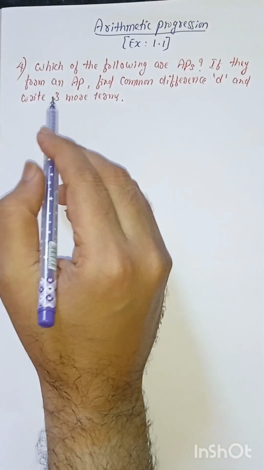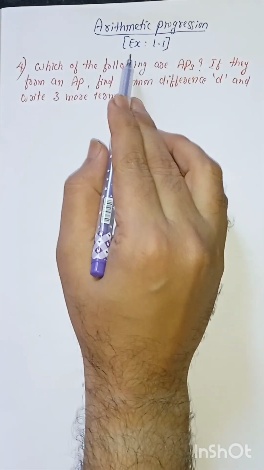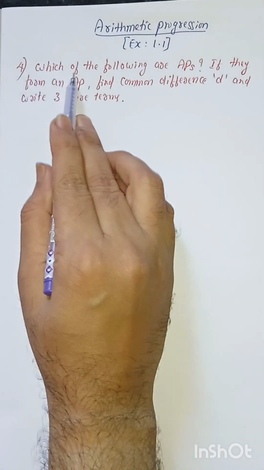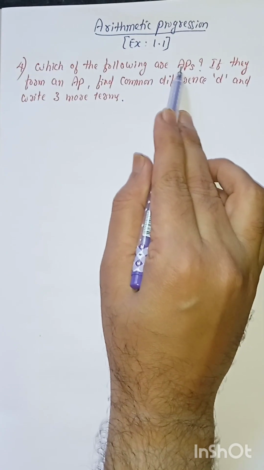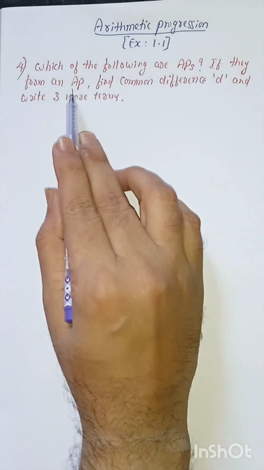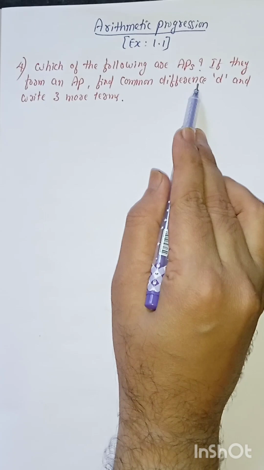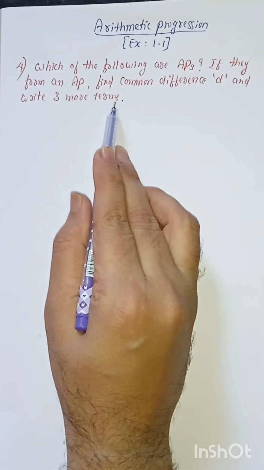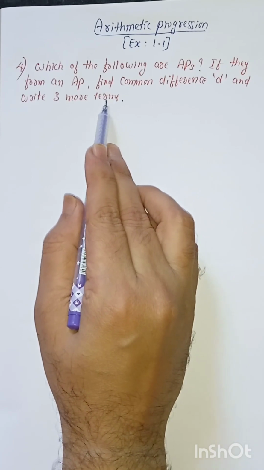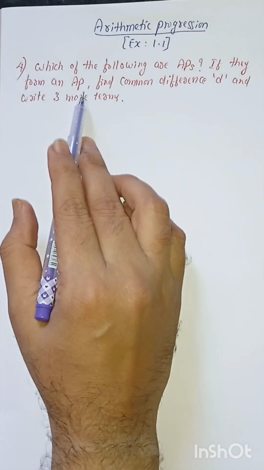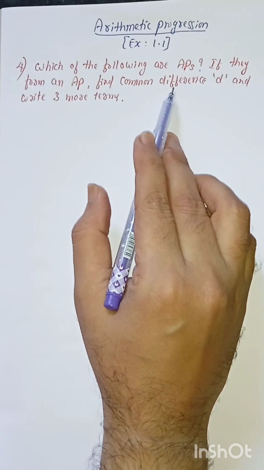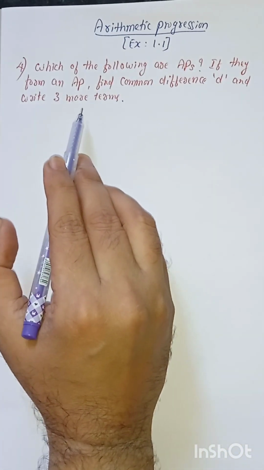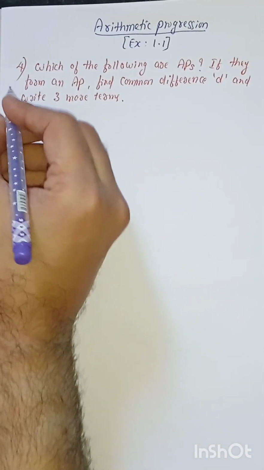Hello my dear students, let's learn arithmetic progression exercise 1.1 of 10th standard problem number 4. Which of the following are APs, arithmetic progressions? If they form an AP, find the common difference D and write 3 more terms. Here we have to find out whether the given sequence is in AP and we have to find out the common difference. If it is in AP, we have to write 3 more terms. Let's start from the first problem.